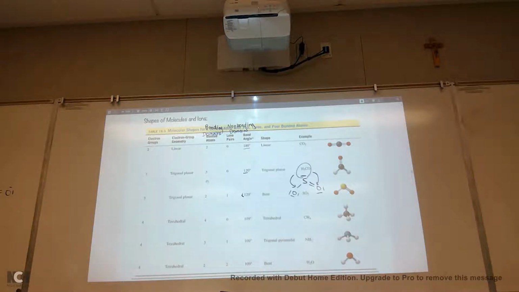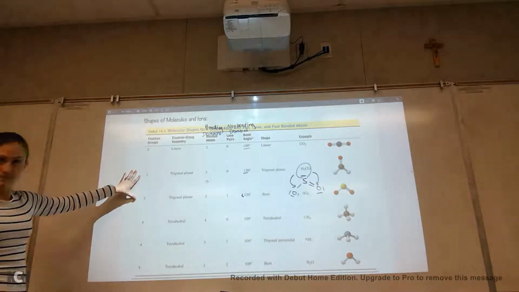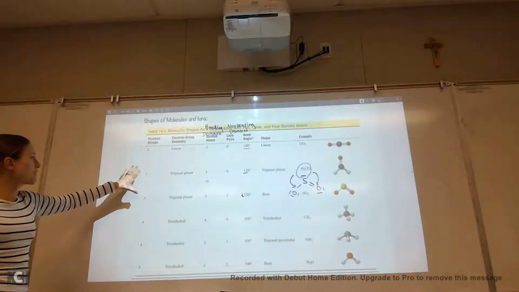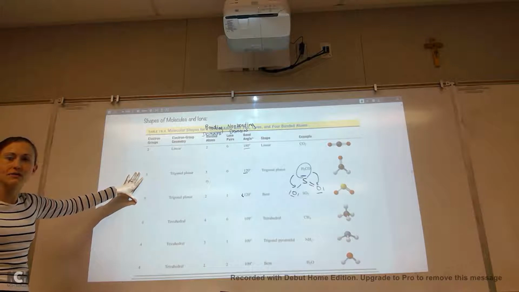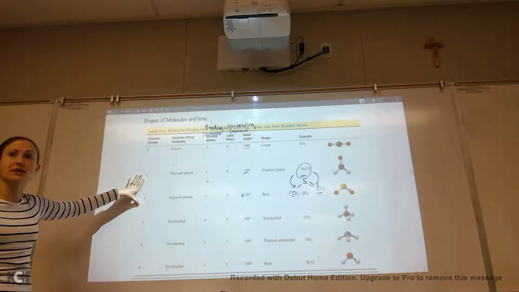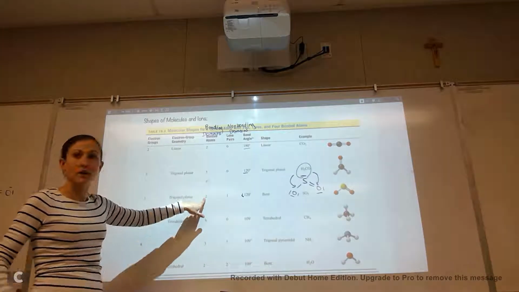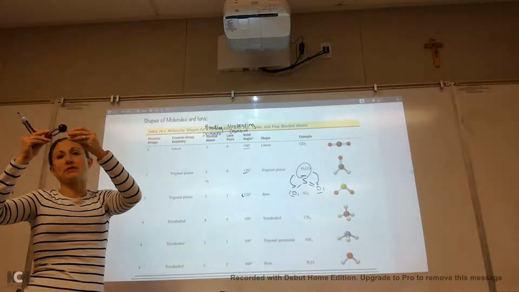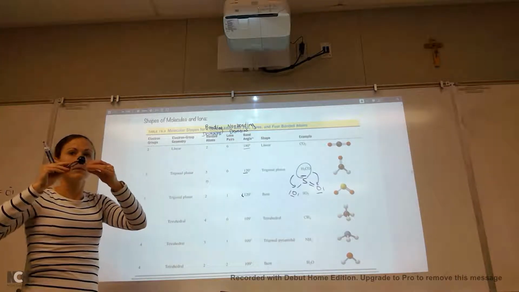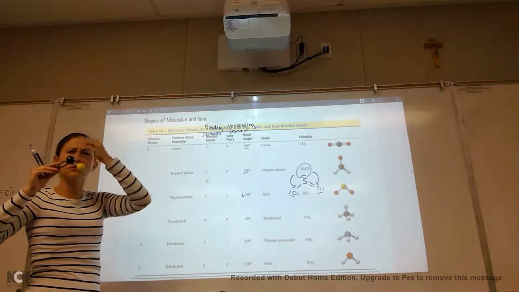So for the bonding domains, is it always the same for each shape, like 2 for linear, 3 for trigonal planar, and then the lone pairs are always different? So if you have 3 electron domains, the electron domain geometry will be trigonal planar. But then since this one only has 2 bonding, it'll be bent. So that answer, it's usually the same.